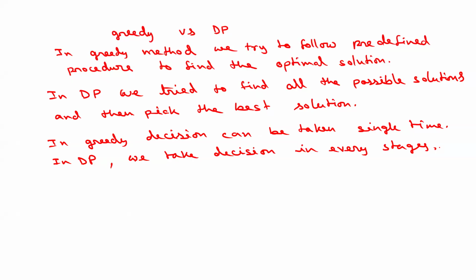And in DP, it solves the problem by breaking it into the overlapping subproblems that we know and stores the solution in a table. And in DP, it tries all the possible solutions and then picks the best optimal solution. So that is the difference between greedy and the dynamic programming. And one of the main characteristics of DP is the principle of optimality. That is one of the important characteristics of the dynamic programming.